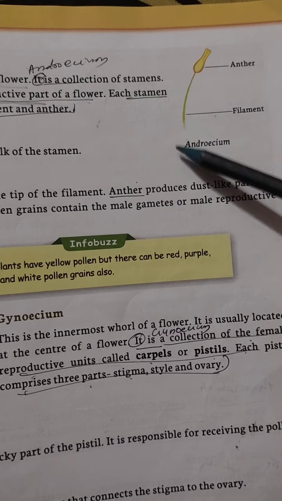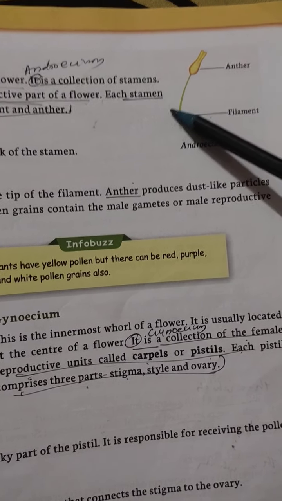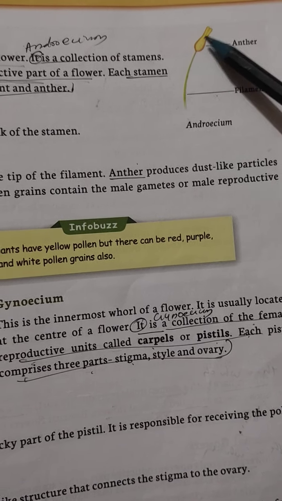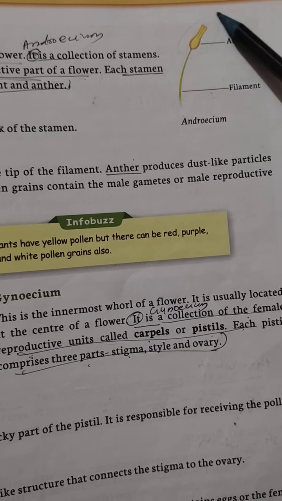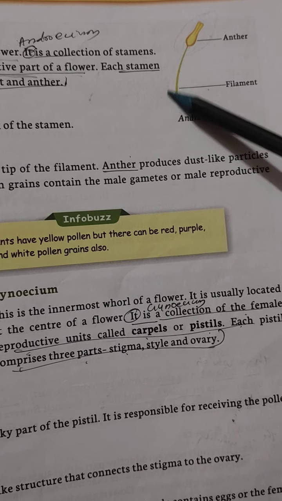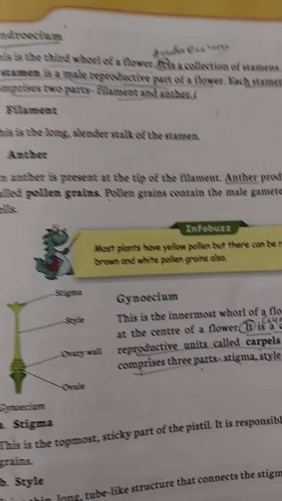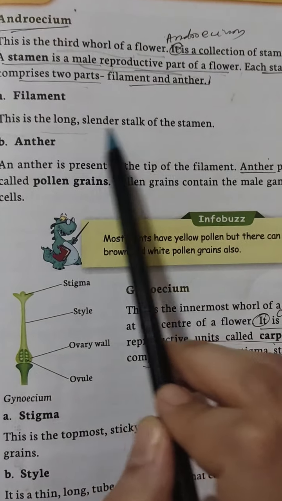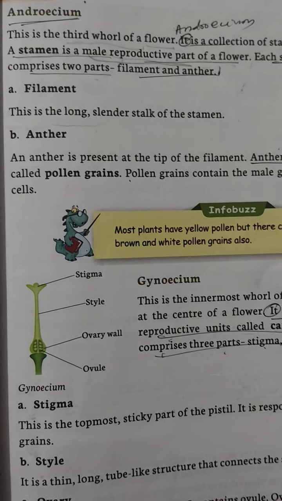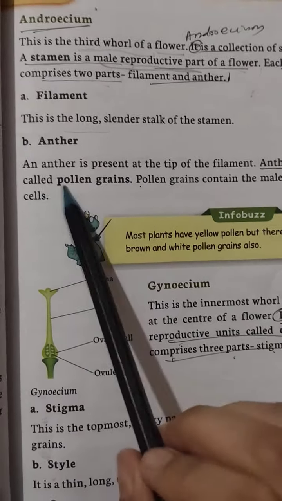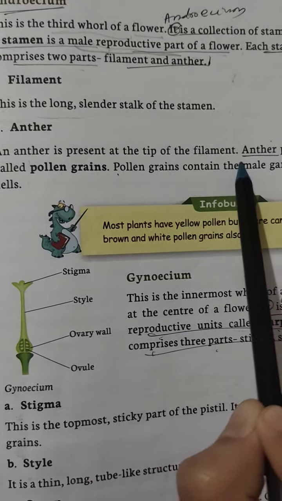और एक stamen का part क्या होता है? दो parts होते हैं उसके, anther and filament. The swollen part above is anther and the filament is the part below. The filament is the long slender stalk of the stamen. Okay, filament is stalk like, and anther is present at the tip of the filament.